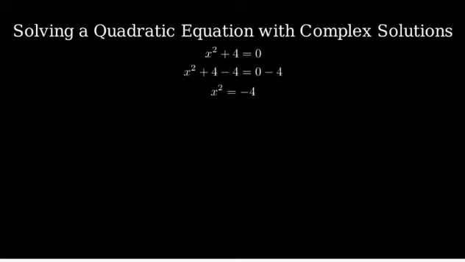Remember, when we take the square root, we need the plus or minus symbol because the square root can be positive or negative. Here's where it gets interesting. We're trying to take the square root of a negative number. In the real number system, this isn't possible.